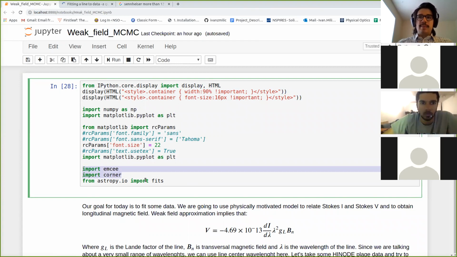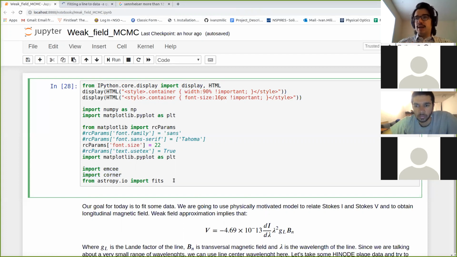And corner plots are something that I have also shown you last week. These are these sort of scatter plots that show you the projections of your chi-square surface, actually of your posterior. And you can use them to see if your parameters are maybe degenerate, to see correlations between them, and so on and so on.